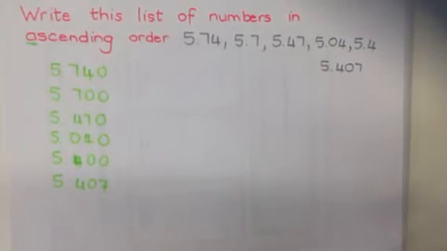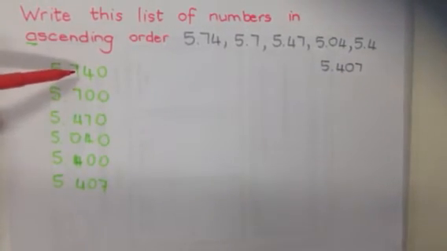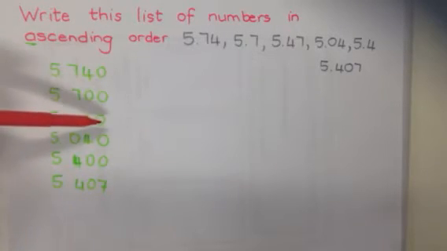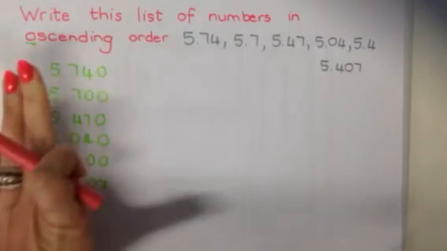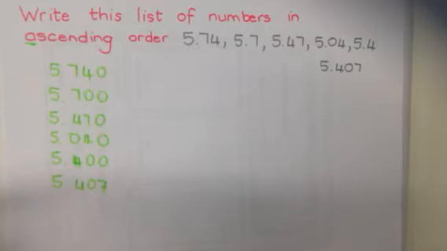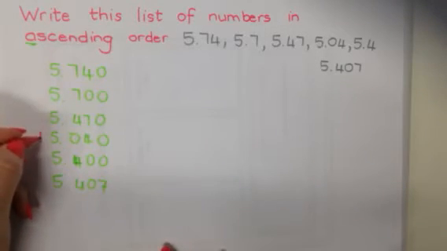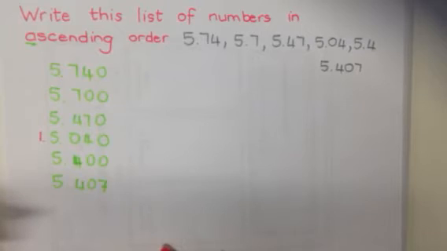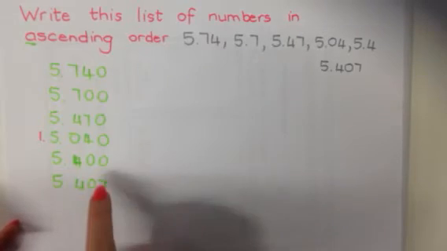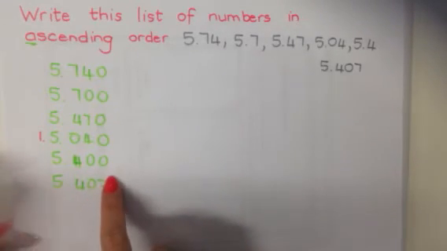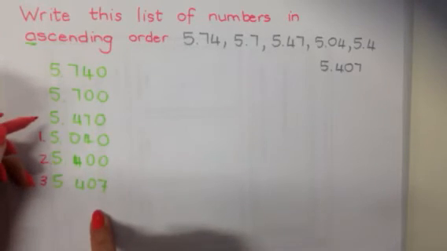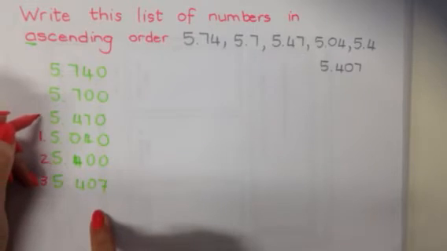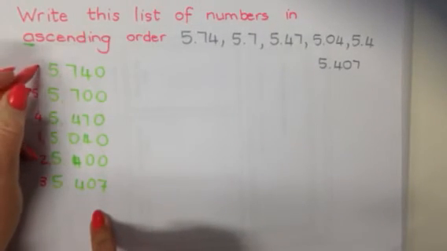So if we have a look and we go, right, we've got 740, 700, 470, 40 really, then we've got 400 and 407, because we're just looking at those last numbers. So which one is the smallest? Well, I would say that this one would be the smallest, okay, and then which one is the next one? We've got 400, 407. I would say that one. And then we go to that one. And then we go to that one, yes, 4. And then that one will be 5. And then that one will be 6.